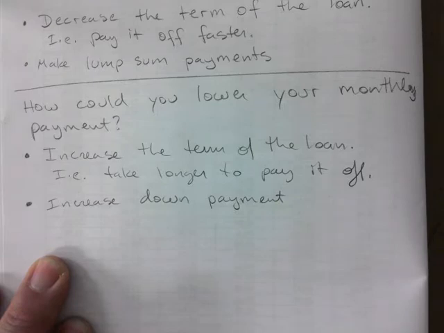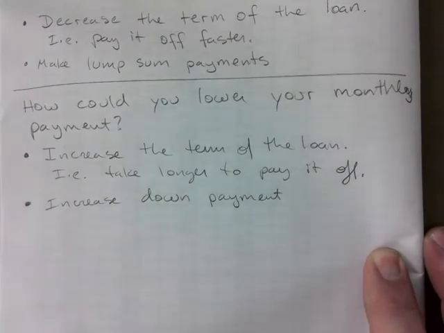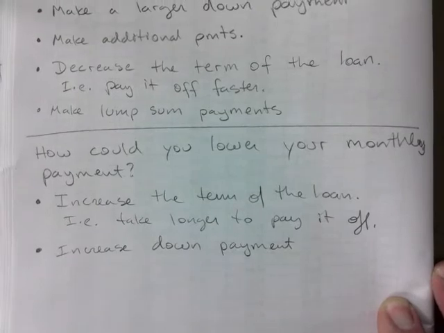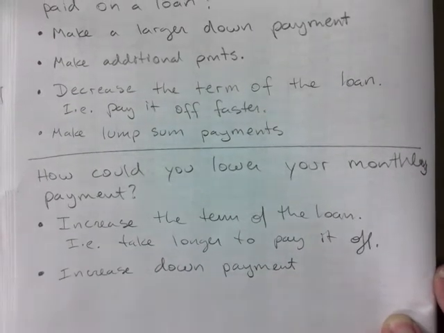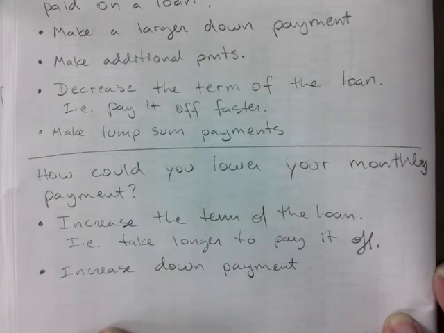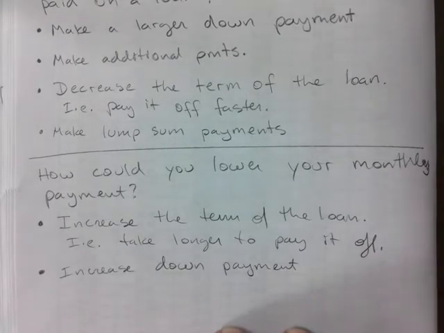And now we're going to skip a few pages. When I make you write these down, there's a very big chance that you'll be asked to justify a scenario. How can so-and-so lower the monthly payment? What can be done? So we're going to go all the way to page 24.